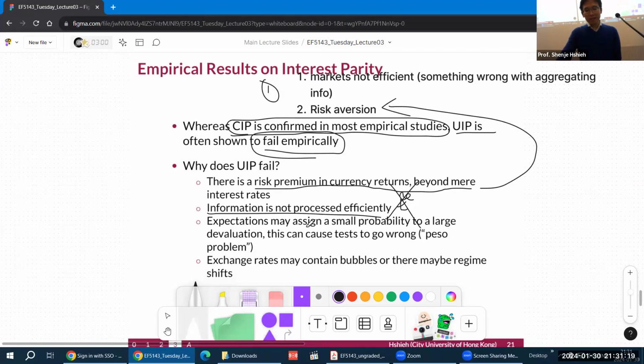Another explanation: expectations may assign small probabilities to large devaluations, which can cause tests to go wrong. Again, something is wrong with E hat E being not accurate. And lastly, exchange rates may contain bubbles or there may be regime shifts. So again, this is all saying the same thing: something's wrong with information aggregation, something is wrong with E hat E.